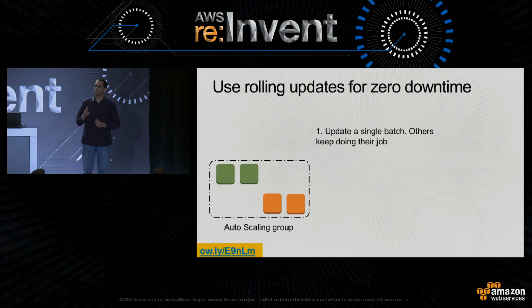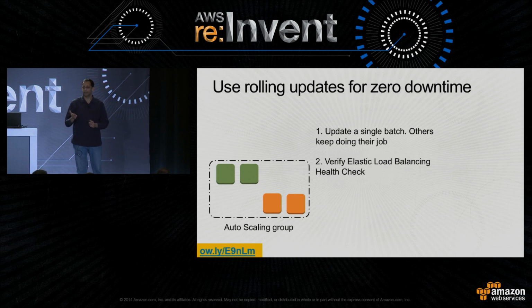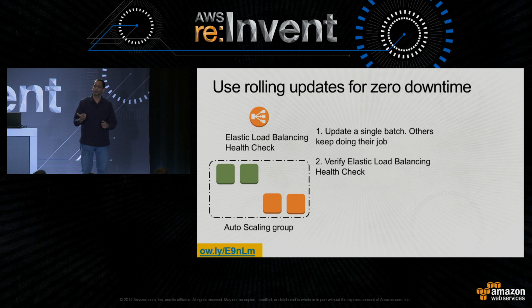And you can use things like ELB health checks or any sort of test metrics that you might have to make sure that when a batch comes up updated, it is healthy. Then you can signal CloudFormation back to tell CloudFormation to go ahead and update the next batch.